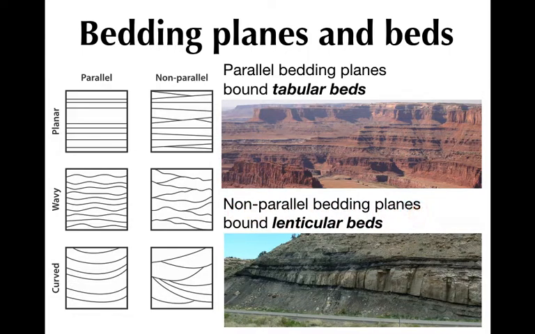Non-parallel bedding planes bound discontinuous lens-shaped packages of sediment, which we call lenticular beds. So down here we've got a picture of a single bed of sandstone that is thick on the right-hand side of the image and then pinches out to nothing on the left-hand side of the image. And in 3 dimensions, this would have the appearance of a lens-shaped package of sediment.